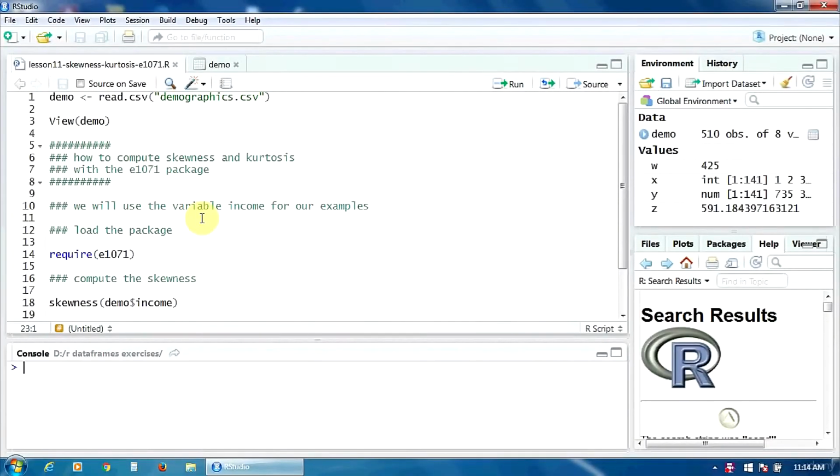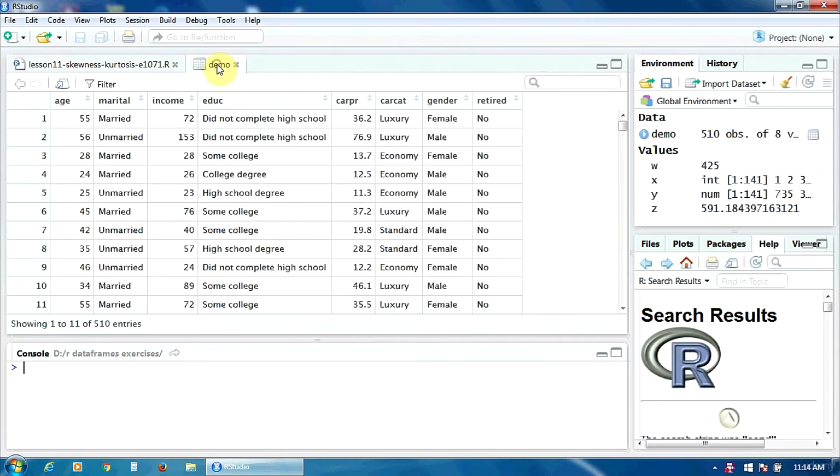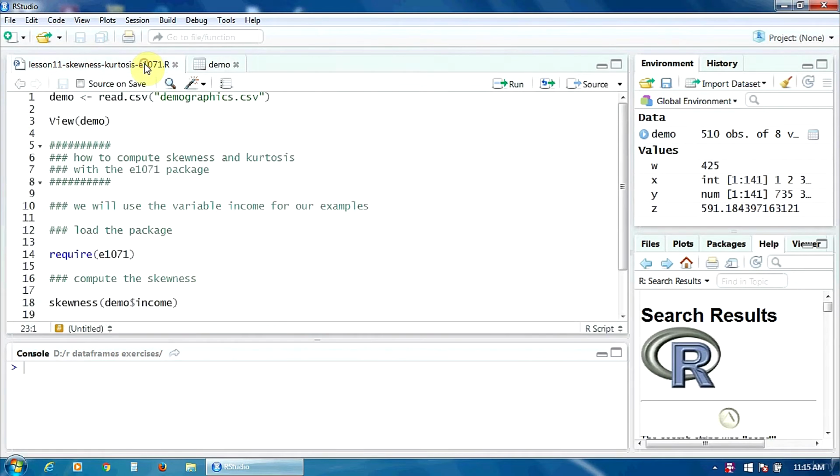Hello, in this lesson we are going to learn how to compute skewness and kurtosis with the e1071 package. The data frame I'm going to use for the examples is the same, demo, and I am going to compute the indicators for this variable, income. Let's load the package e1071 first.